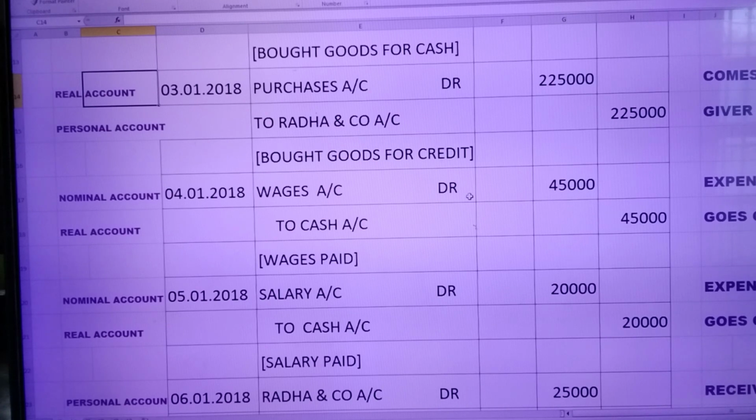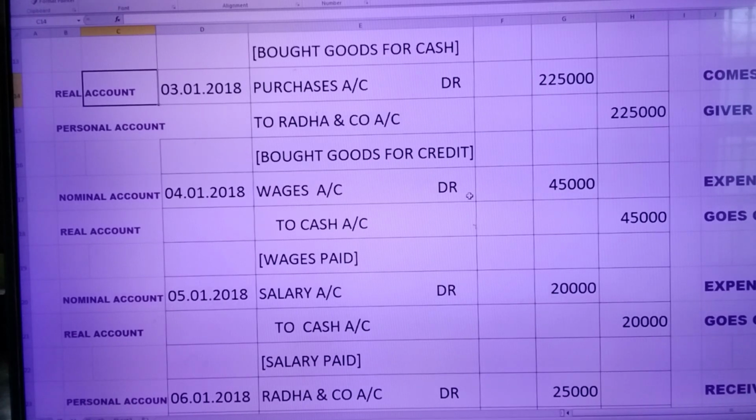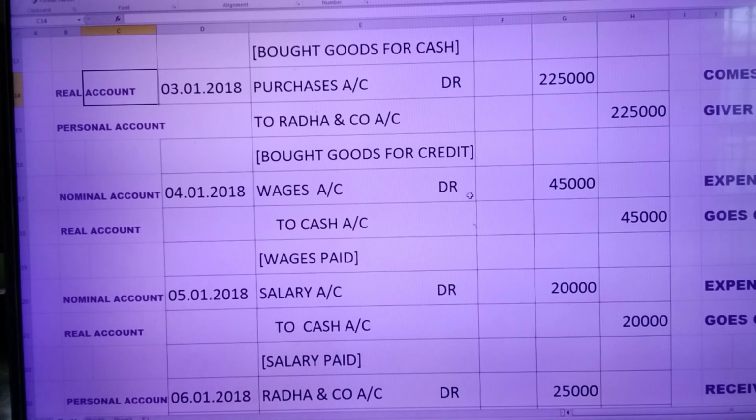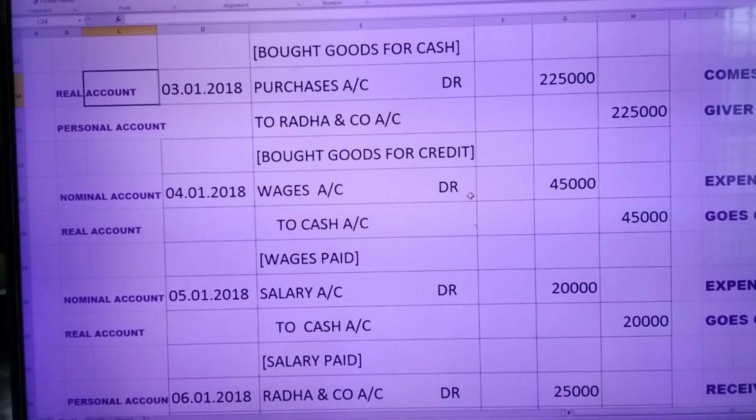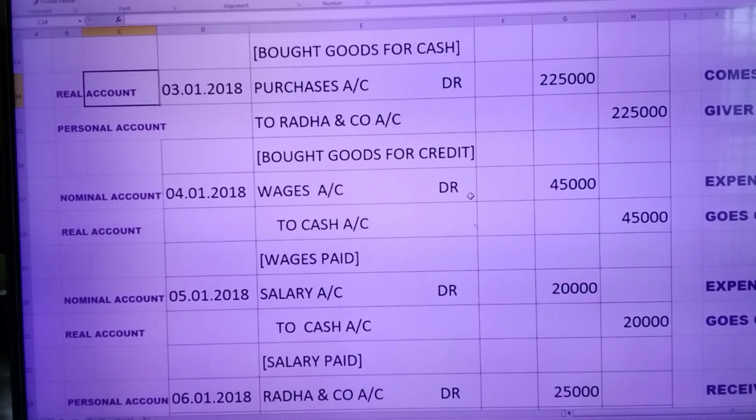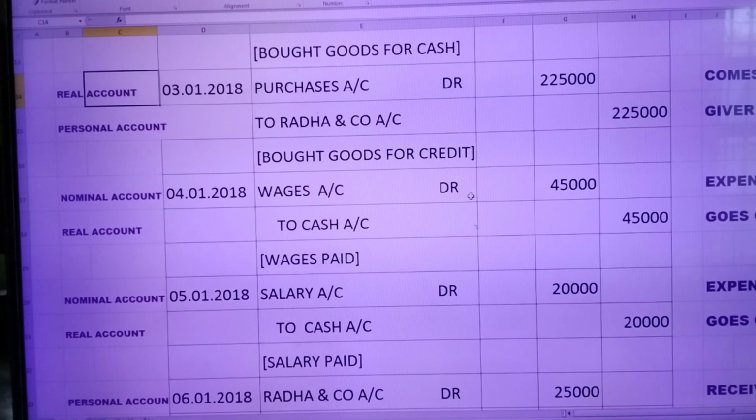Now I am going to the fourth one, that is paid wages. Who is paying wages? Ramesh and Co is paying wages. In the first video I had explained clearly what is meant by nominal account. Accounts related to expenses and losses, incomes and gains are called nominal accounts. Here, Ramesh and Co is paying wages. Wages comes under which family? Wages is a nominal account. It's an expense for the person.